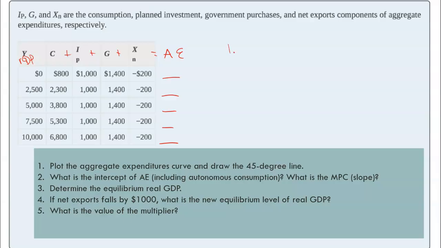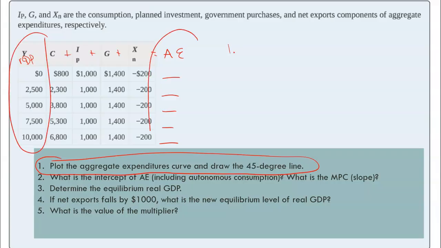Then first what you're going to do is you're going to draw a graph. So you're going to plot the aggregate expenditure curve and draw the 45-degree line. So you're going to take all the points of real GDP and all of these points you added up for aggregate expenditures, and you're going to plot them on a graph like this and draw a line.